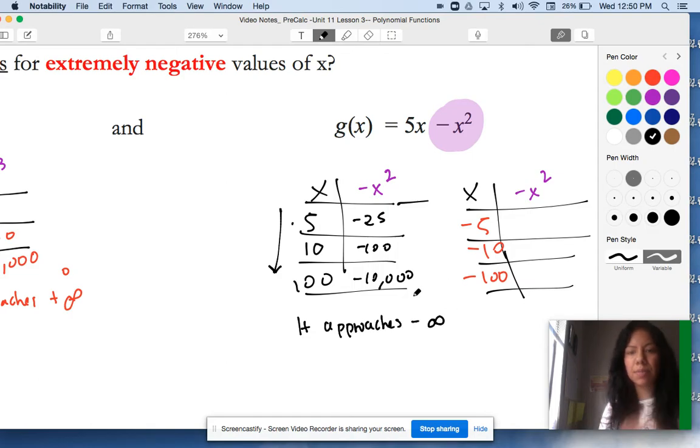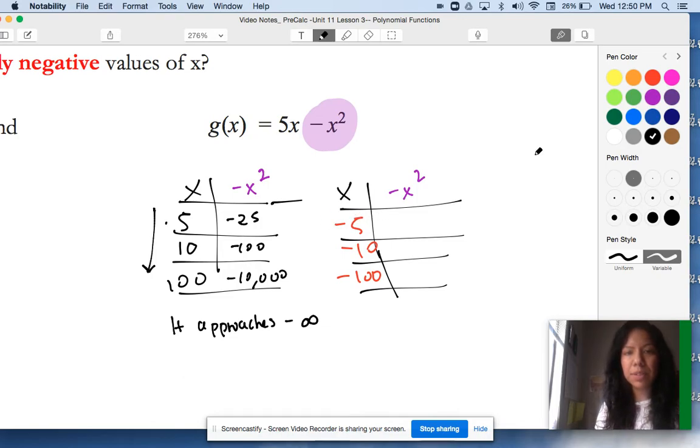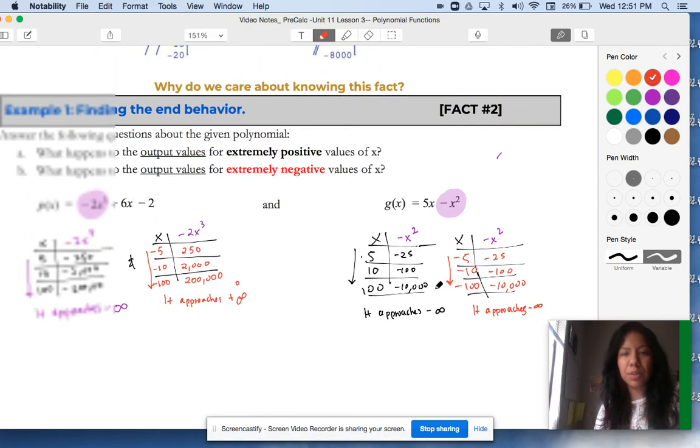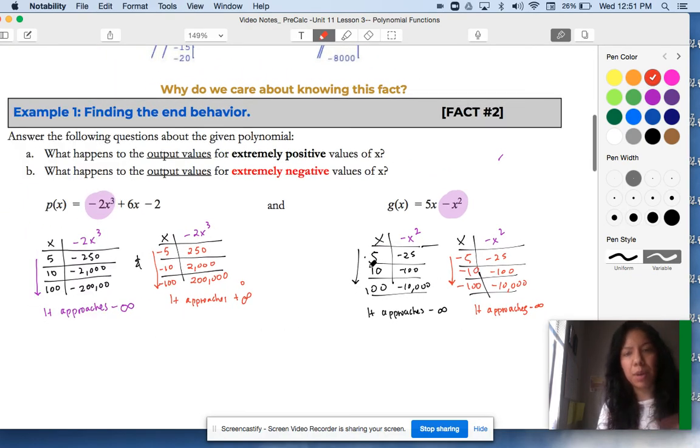Now for this one, if we do the same thing and plug in -5 here, we actually get the same output values: -25, -100, -10,000. So here, as the x values become more extremely negative, our output values also become extremely negative. So in this case, this also approaches negative infinity. That's all you have to do when you're doing these kinds of problems. That's it.